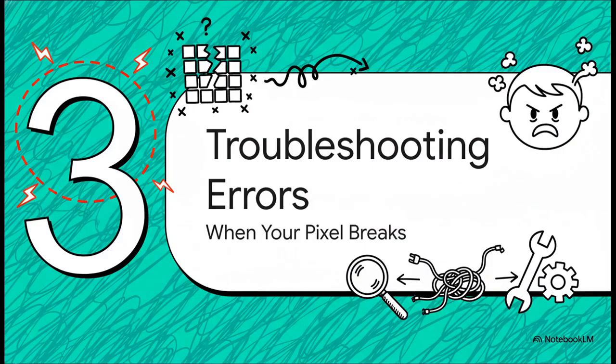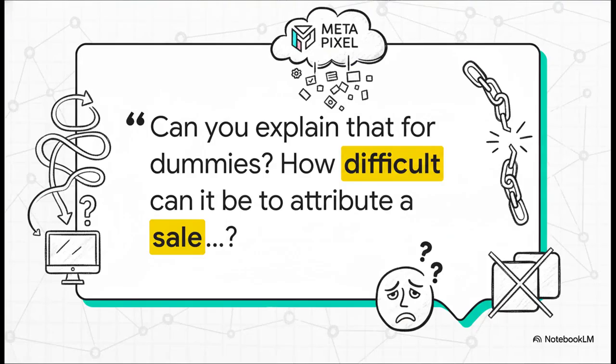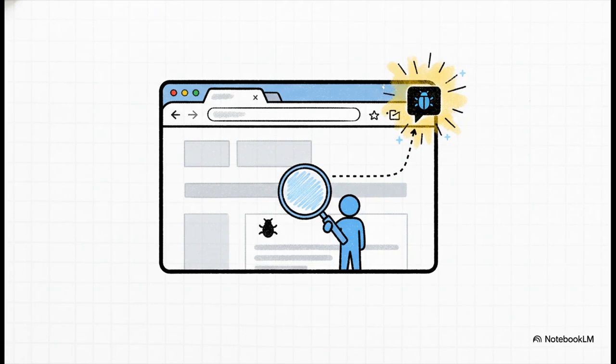Now, wouldn't it be nice if you just installed the pixel and everything worked perfectly forever? Yeah, well, we don't live in that world. So let's talk about what happens when things go wrong, because trust me, they will go wrong. And if you've ever felt like tearing your hair out over this stuff, you are not alone. This quote from a super frustrated advertiser on Reddit, it just says it all, doesn't it? You think it should be so simple, but then you get slammed with these confusing errors about deduplication, and suddenly everything feels completely broken. So how do you even begin to figure out what's broken?